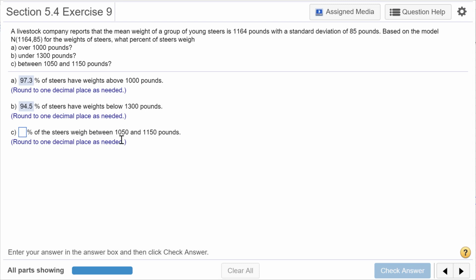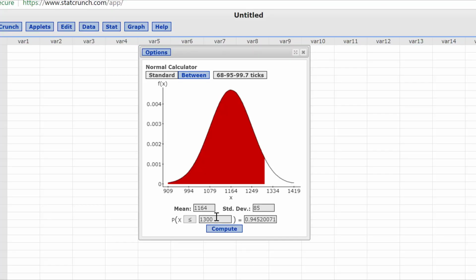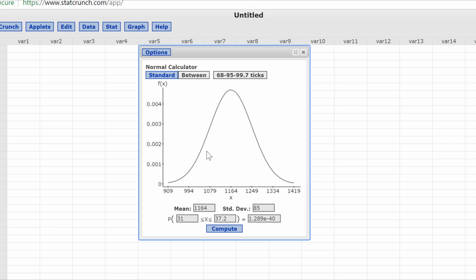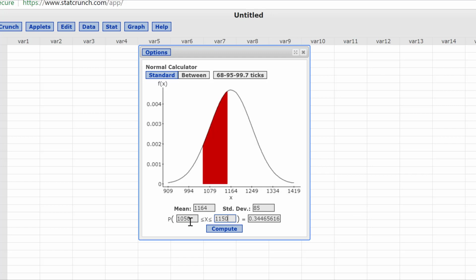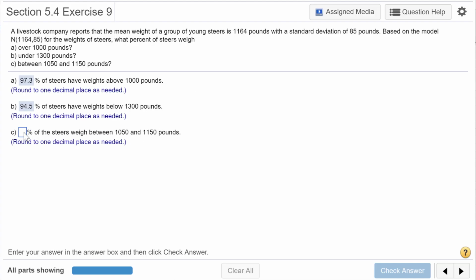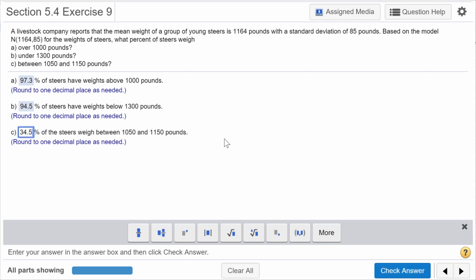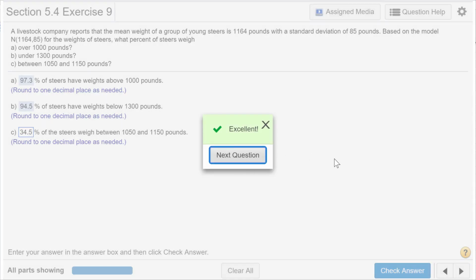How about between 1050 and 1150? So I'm going to just click on the between button. And there we go, about 34.5%. And that's it. I hope that helps.